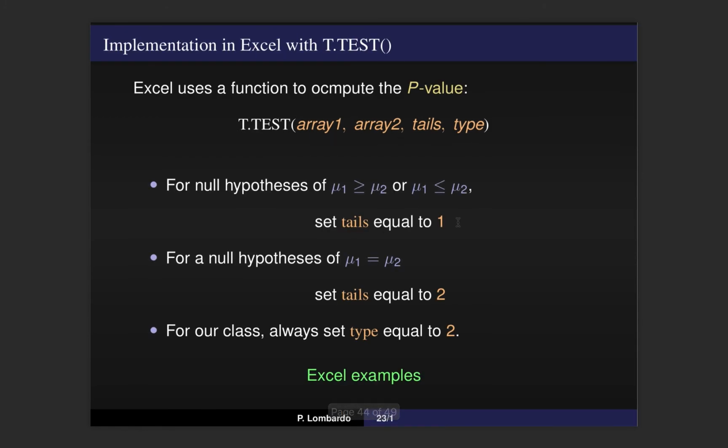Specifically, we'll have two types of null hypotheses, one where the first population has a greater mean, or the first population has a smaller mean. Both of these are going to be one-tailed tests, so we're going to set the tails argument equal to 1. Our last type, a two-tailed test, where the null hypothesis says both populations have equal means, we're going to set tails equal to 2. For our class, we're always going to set type equal to 2. All right, so what I want to do now is go over an Excel example that's going to use this t.test to do a comparative means hypothesis test.